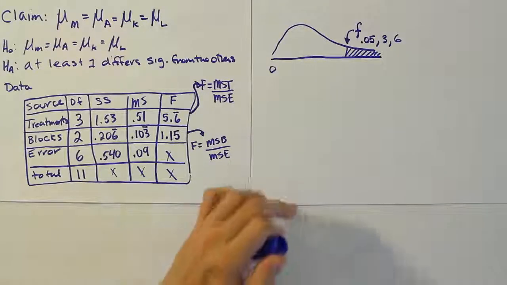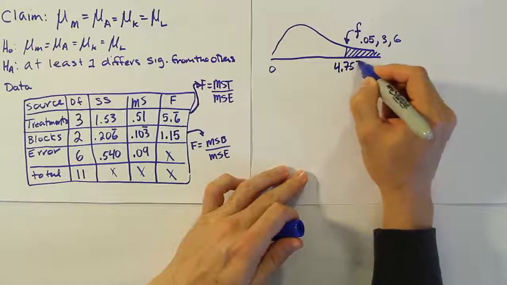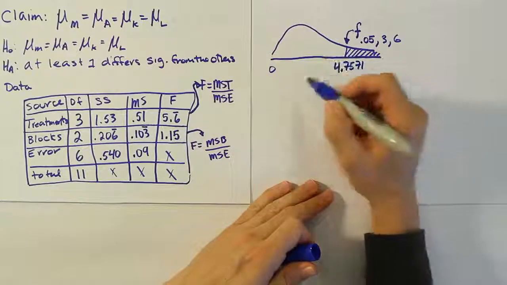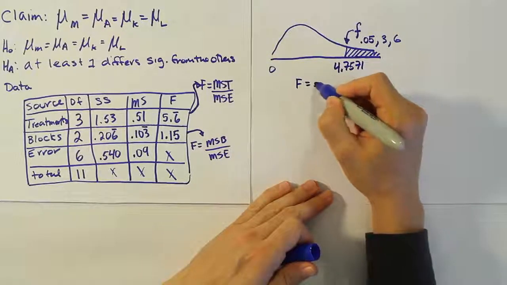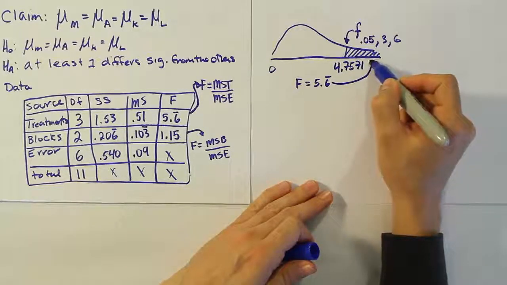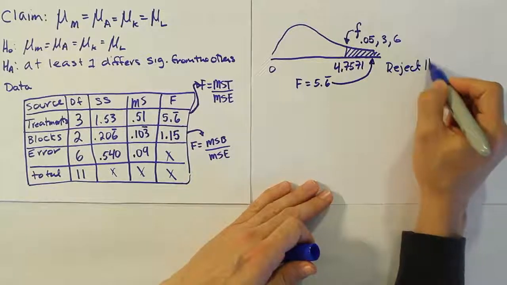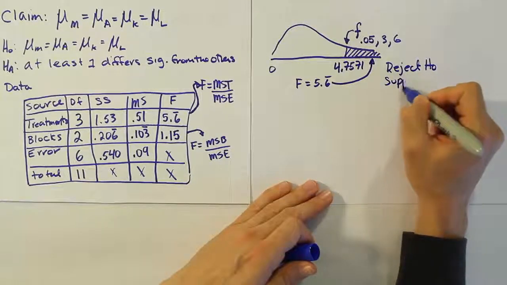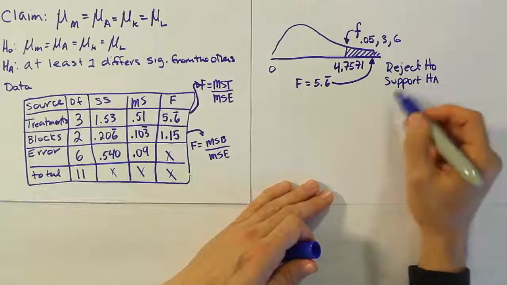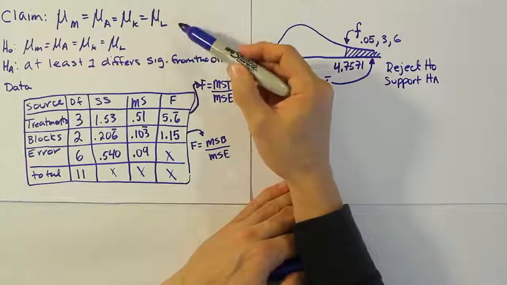Okay, so we found our critical value to be 4.7571. All right, so that's our critical value. Let's compare that against our test stat, F. And that test stat was 5.6 repeating. And 5.6 is clearly in the rejection region. So we're going to say that we reject H0 and therefore support HA. And with those conclusions in mind, let's go back to our claim and ask ourselves, is our claim H0 or HA? And the claim was H0.